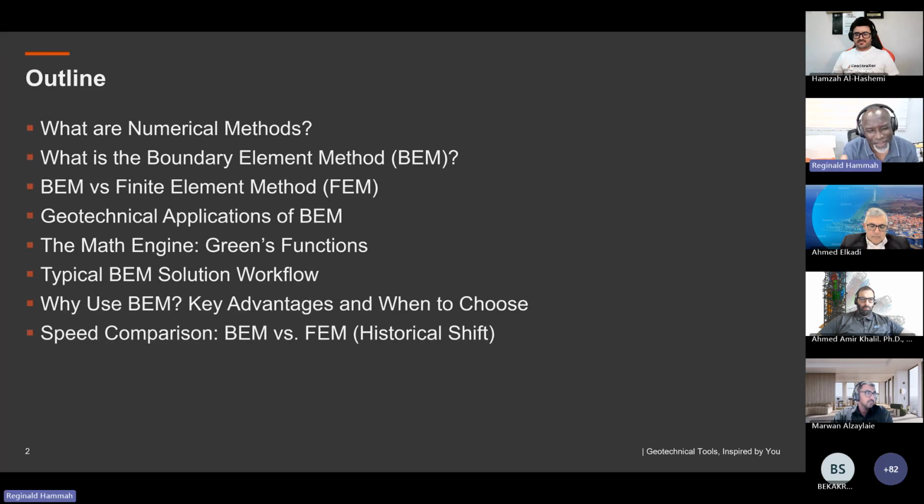So we'll quickly look at what numerical methods are, the boundary element method specifically, and how it compares to the finite element method. You could also make that comparison to the finite difference method. We'll look at some geotechnical applications. I'll tell you a little bit about the mathematics because it's quite interesting. I think anybody interested in using boundary elements should know that fundamental aspect of it. When we use it, what are its key advantages? One of the key things is speed. How does it compare to the finite element method today?